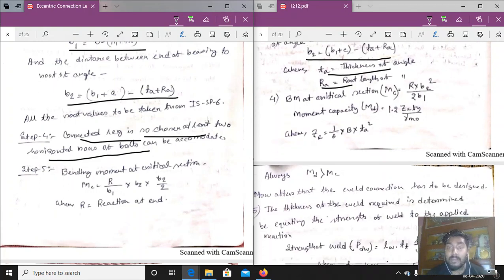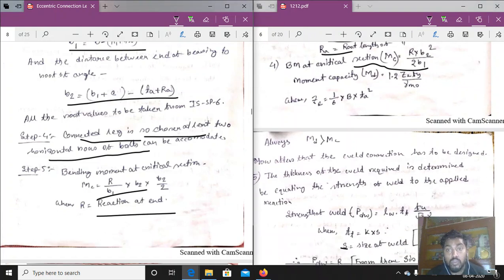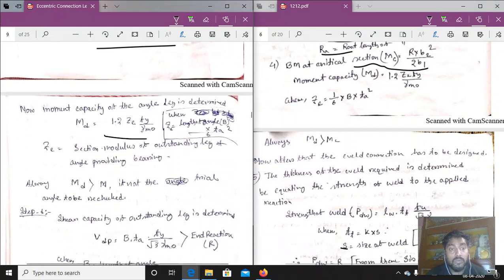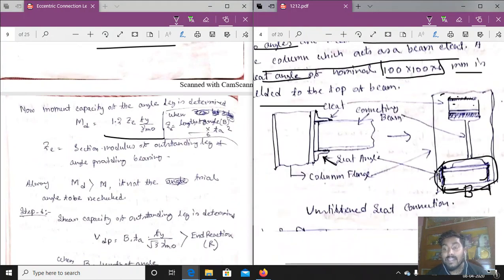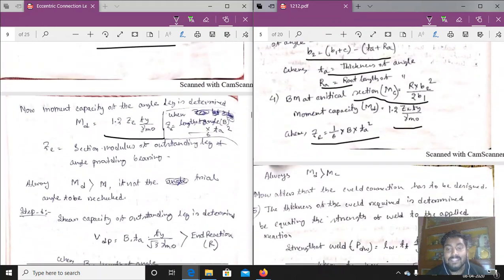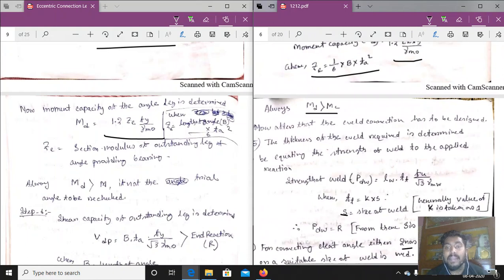Coming to step number 5, which is similar. The bending moment at the critical section is determined using this formula, R into B2 square by 2 into B1. A similar formula is used here. Moment capacity equals 1.2 Z fy by gamma m0, where Z is equal to B into TA squared by 6. B is the length of the angle and TA is the thickness of the angle. The moment capacity should always be greater than the critical moment. If it is not, then the angle has to be redesigned.